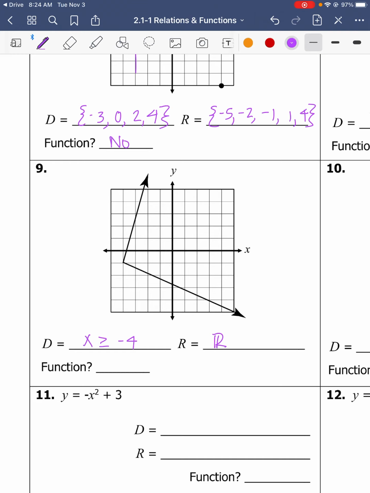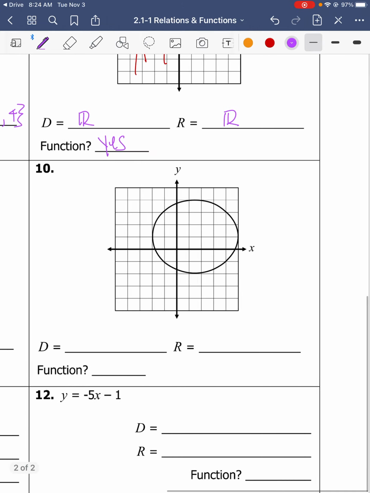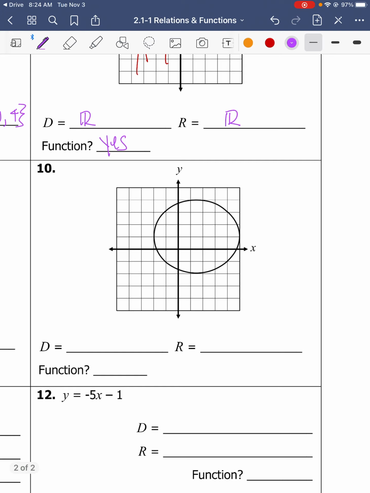And then the function, can we draw a vertical line that will pass through more than one point? It looks like if I draw a vertical line here, I cross the graph here, and then I cross it again here. So that means that this is not a function because it did not pass the vertical line test.